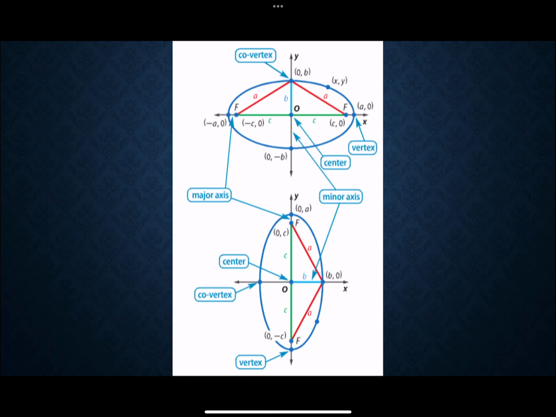Those are the points that say F, right about here and here. And you have these different distances, A, B, and C, throughout this. So there are going to be different relationships to create with that.